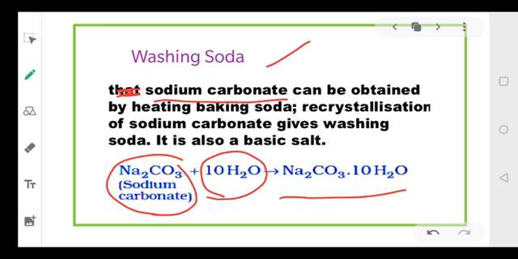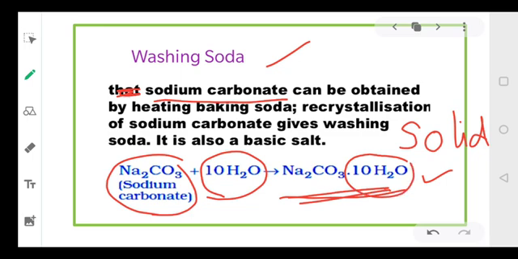Now if you remember, in the very beginning when I talked about the formula of washing soda, I just wrote Na2CO3. I wanted to make clear here that it has 10 molecules of water, but it is not a liquid. It is in solid form. This salt is solid, although it contains water. Understood? This amount of water present here does not make the salt liquid. It is crystals which are present.